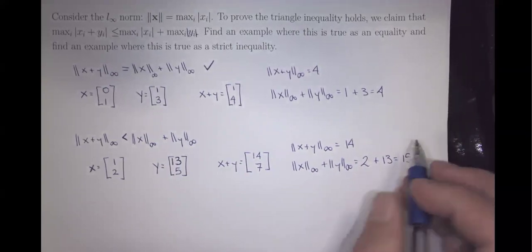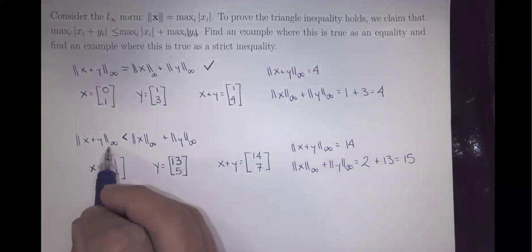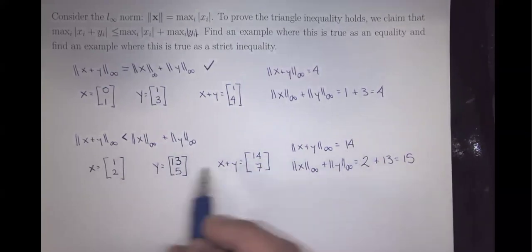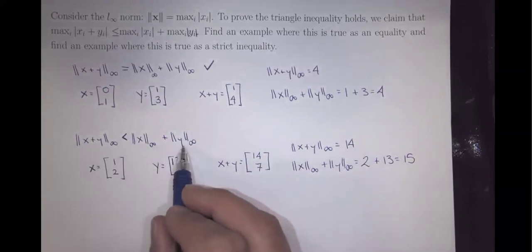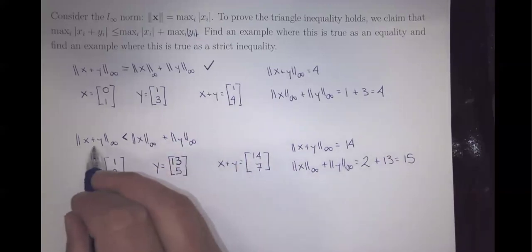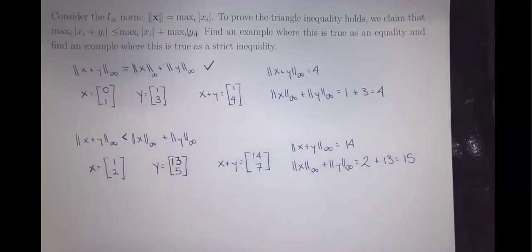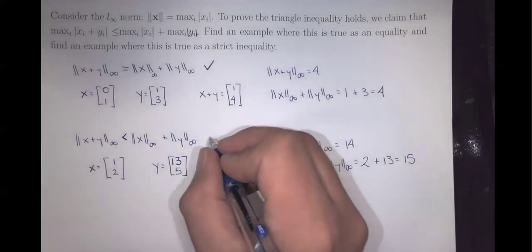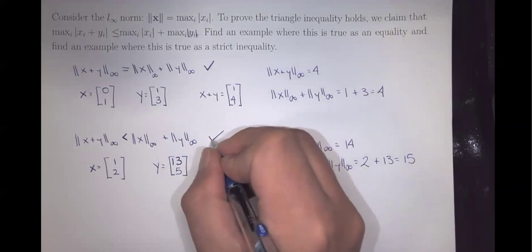And so here, the infinity norm for x plus y is 14. The infinity norm for x plus the infinity norm for y is 15. So indeed, the infinity norm for the sum is less than the sum of the infinity norms. So that is an example that works here.